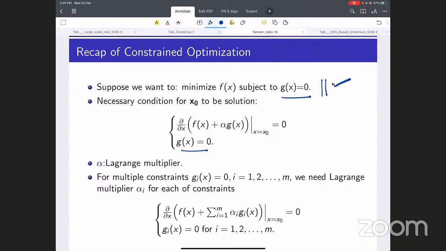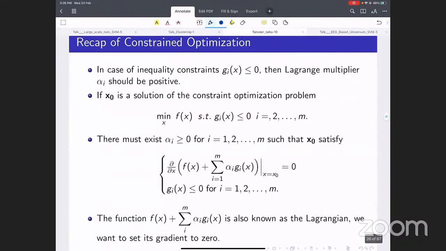So what happens since we have one function here and one constraint? Suppose we have more than one constraint, multiple constraints. The only change here is that we just take the partial derivative of f(x) plus this one. So it will be alpha 1 g1(x) plus alpha 2 g2(x) plus and so on, at x equal to x naught equal to 0, and all the constraints like g1(x) equal to 0, g2(x) equal to 0, and so on.